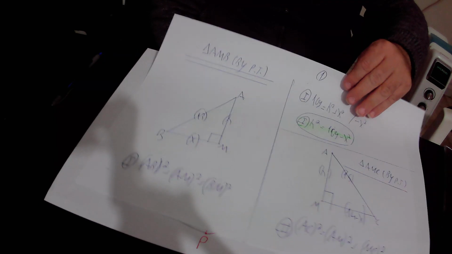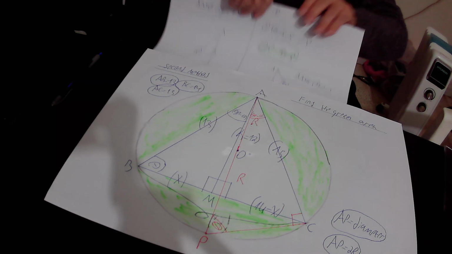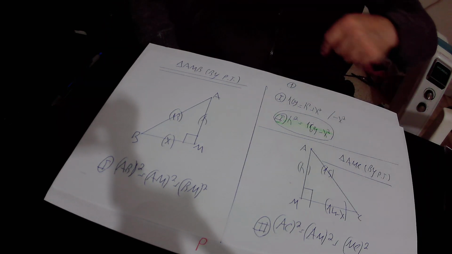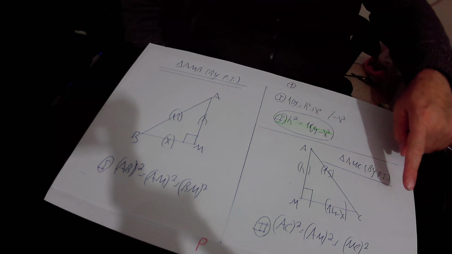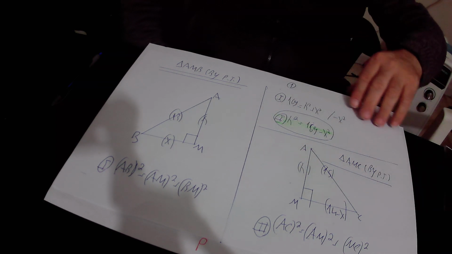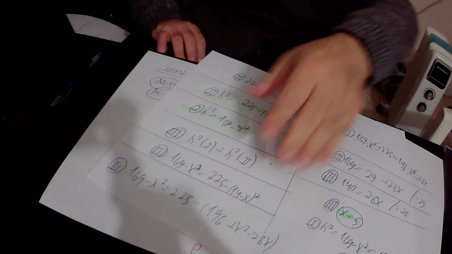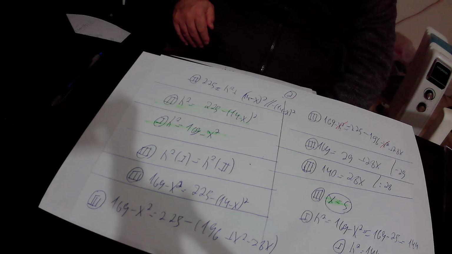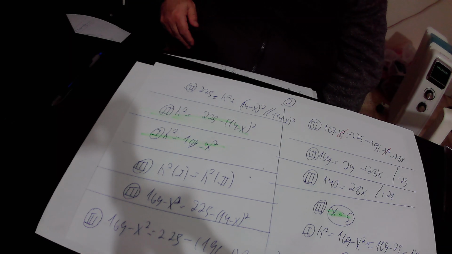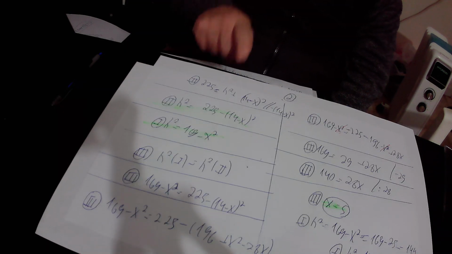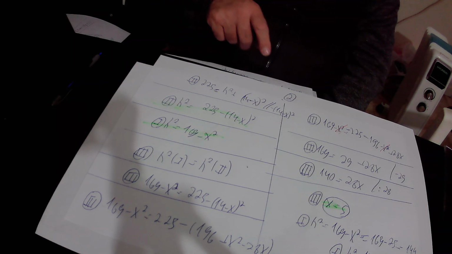Then I copied the right triangle AMC in a new page and implemented the Pythagoras theorem in this right triangle AMC. This is the right triangle AMC that I copied from the original drawing. According to the Pythagoras theorem in this right triangle AMC, AC square equals AM square plus MC square. So AC equals 15, therefore AC square is 15 square, that is 225, and it is equal to AM square. AM is 8, therefore AM square is 8 square, plus MC square. MC is 14 minus X, therefore MC square is 14 minus X square.